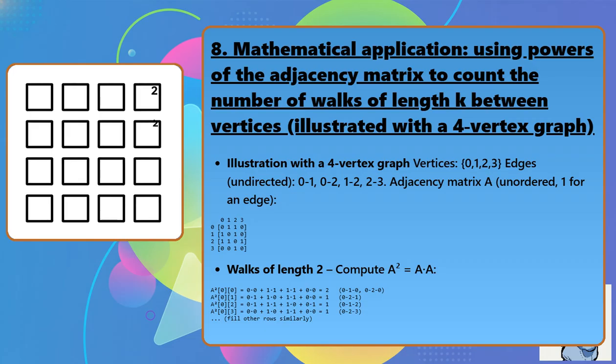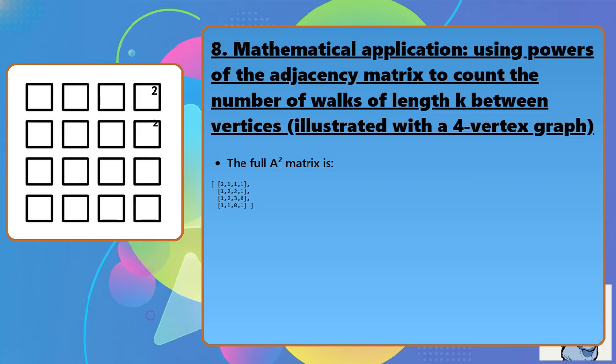Fill other rows similarly. The full squared matrix is: first row 2, 1, 1, 1; second row 1, 2, 2, 1; third row 1, 2, 3, 0; fourth row 1, 1, 0, 1.